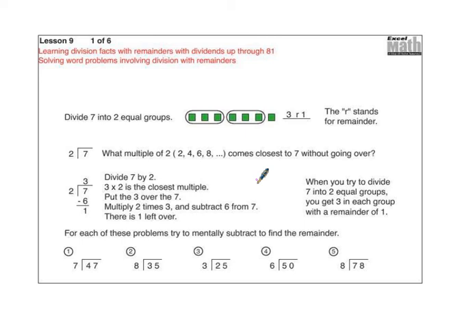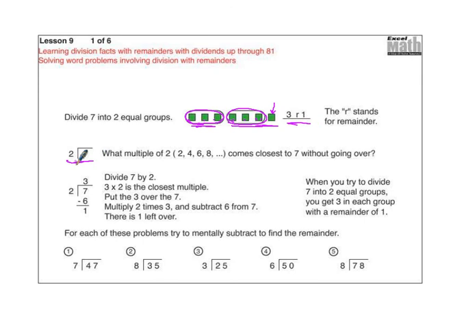So let's get going. It says divide 7 into 2 equal groups. They show you a picture of 7 blocks right here, and they put these blocks into 2 groups, and there are 3 in each group, but when you do that you end up with 1 left over, 3 remainder 1. And then here's the problem as a division problem.